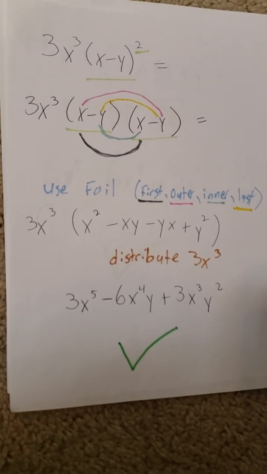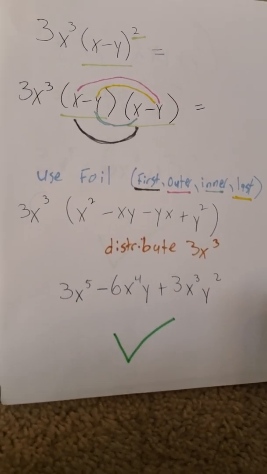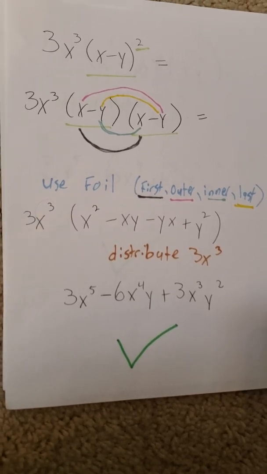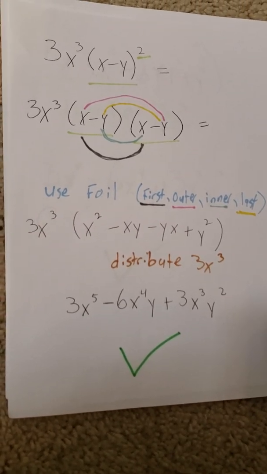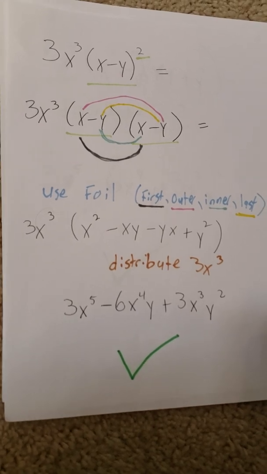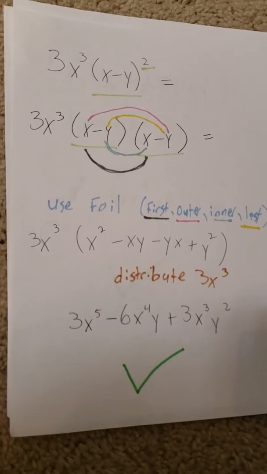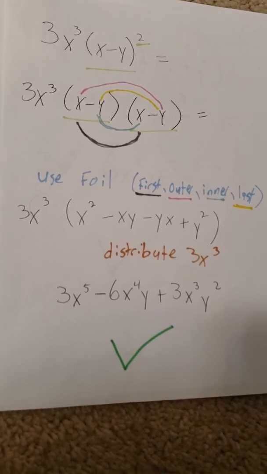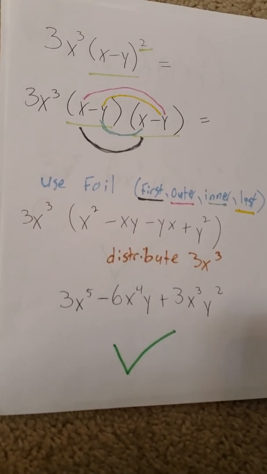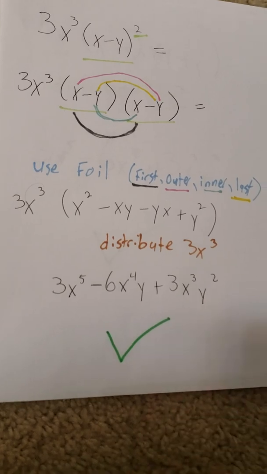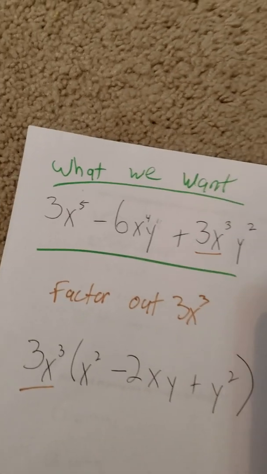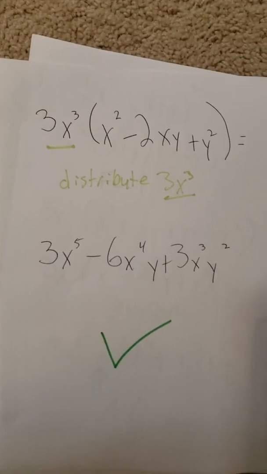So now we have to distribute 3x to the third all the way across the equation. But we can't forget to add our exponents. So the 3x to the third times our x squared would be 3x to the fifth, because we had to add our exponents. And that gives us this. Therefore, this does match our initial equation.